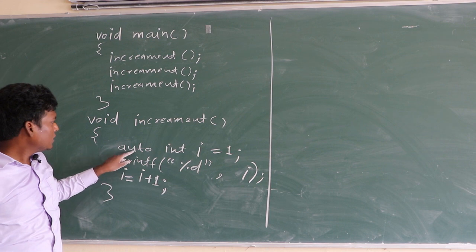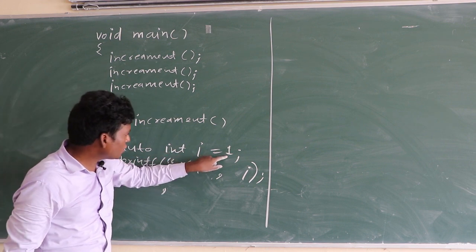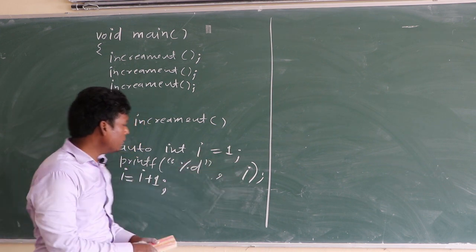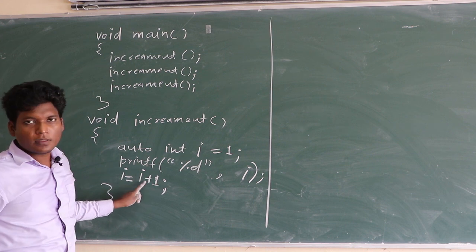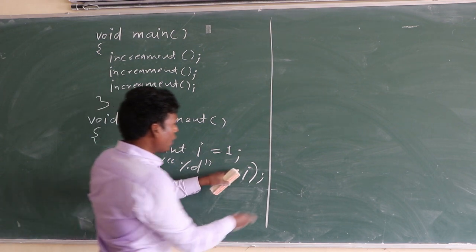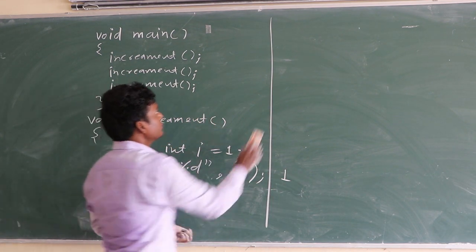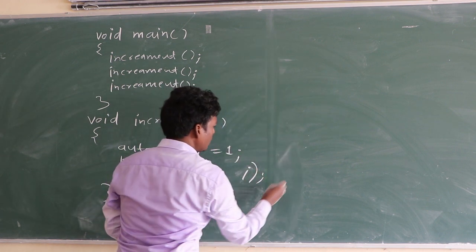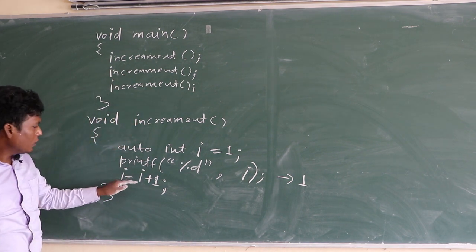Here is auto. This is the storage class. This is the data type. This is the variable. This is the constant. The %d prints i. i has 1. So 1 will be printed here, and i equal to i plus 1. i's value becomes 2 here. So here output is 1. And i's value becomes 2.